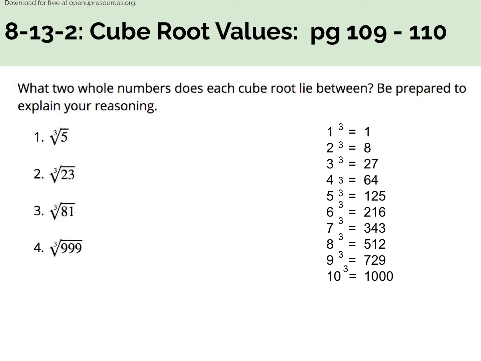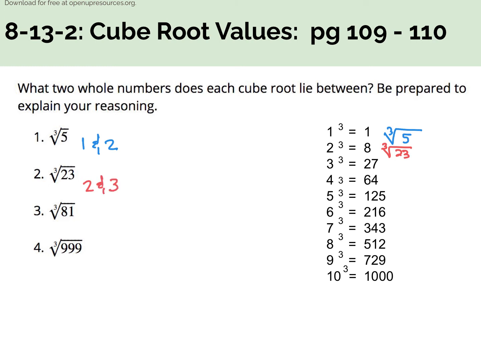All right, so we're going to use the cubed list. So we're looking at the cubed root of 5. So 5 goes in between 1 and 8. So the cubed root is actually over here. So it's going to be between 1 and 2. Next, cubed root of 23. So 23 is going to be here because 23 is in between 8 and 27. So that's going to be 2 and 3.